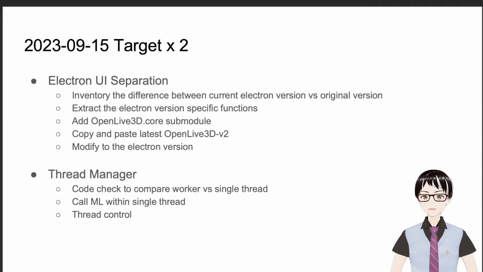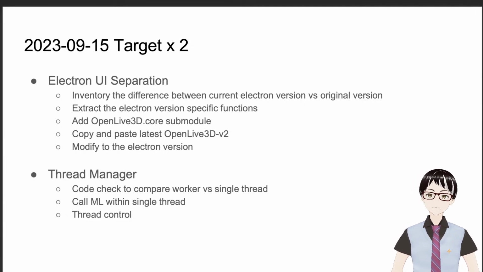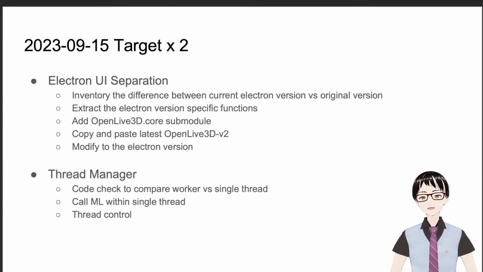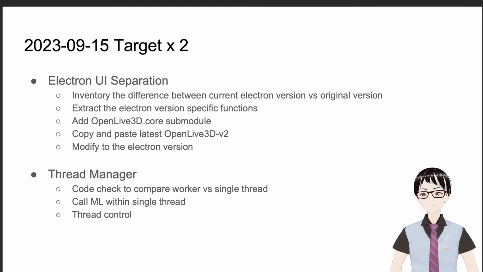I didn't have the test item here, but just a reminder that we always need to test. For the thread management, we will have to check how workers compare with a single thread. After that, we will try to call the ML function within a single thread, and that will need to be added into the control. So this is what we will try to do.